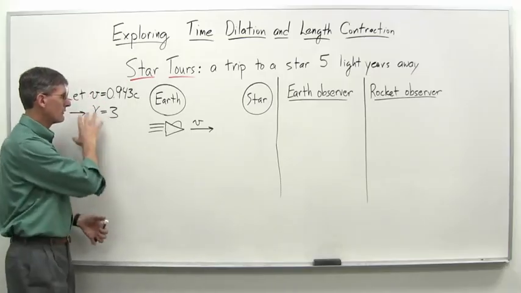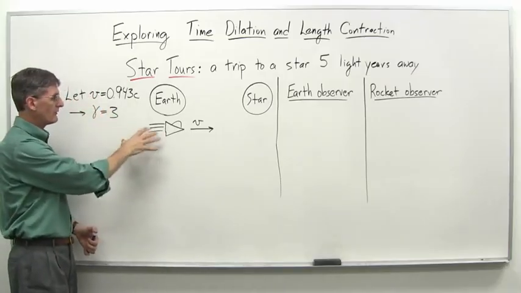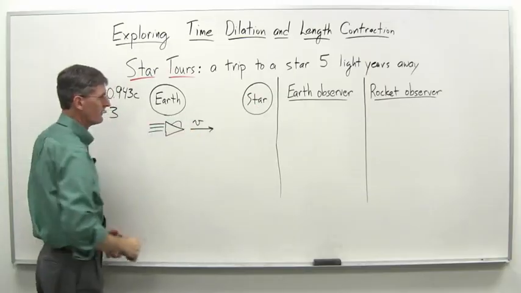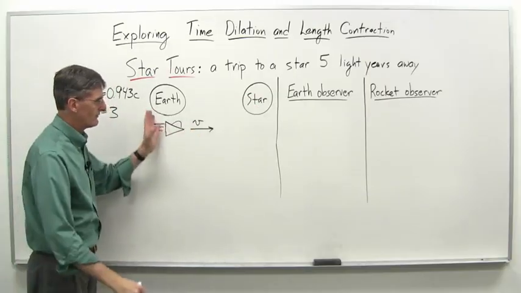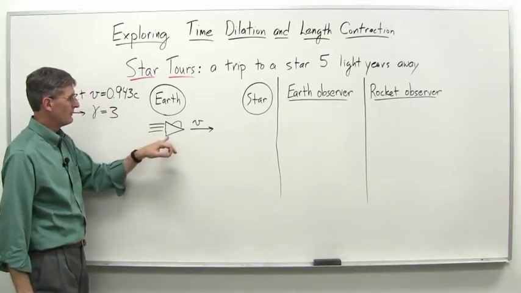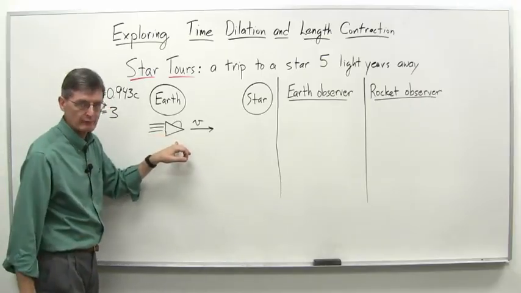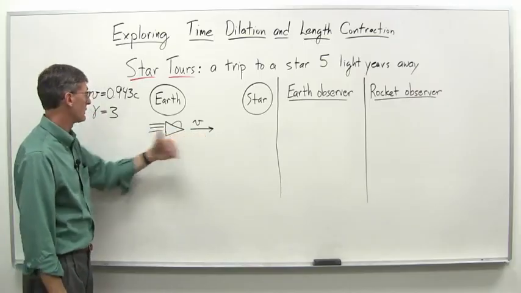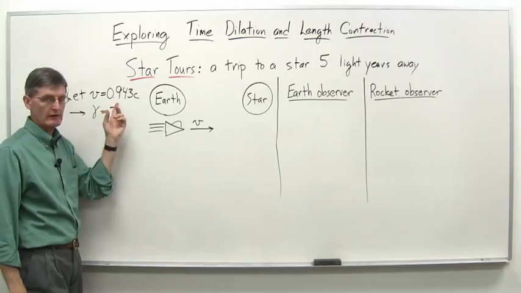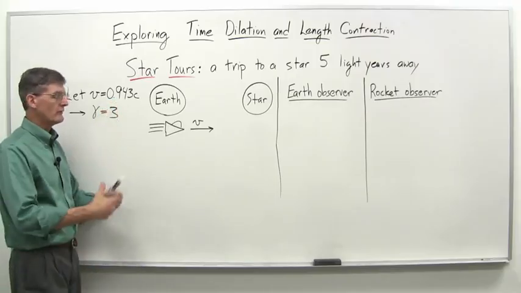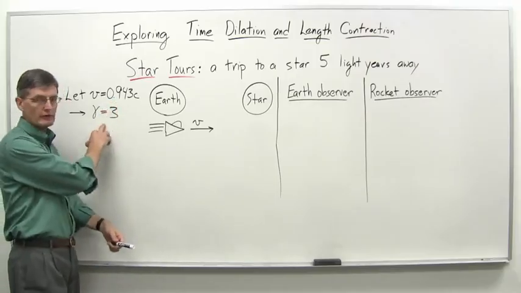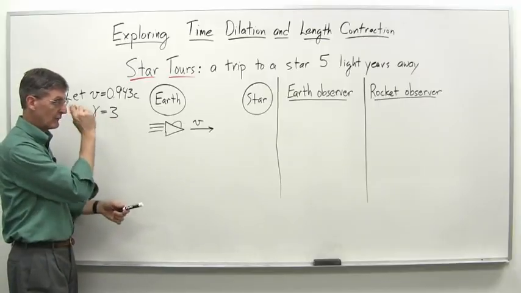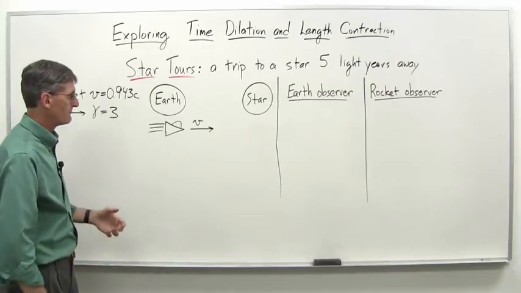So for our trip, here's Earth, here's the star, sort of compressed together there, but the idea is that's 5 light years away. Here's maybe Bob's spaceship, traveling at velocity v, and we're going to assume v is 0.943 times the speed of light. The reason we chose that is it gives us a gamma factor of 3, so a nice even gamma factor, Lorentz factor.